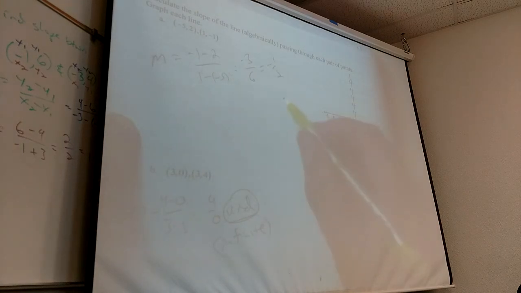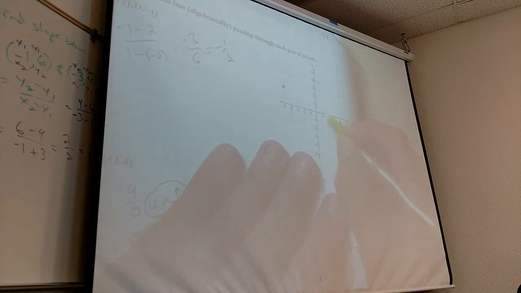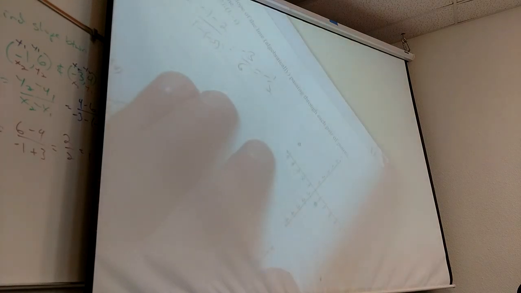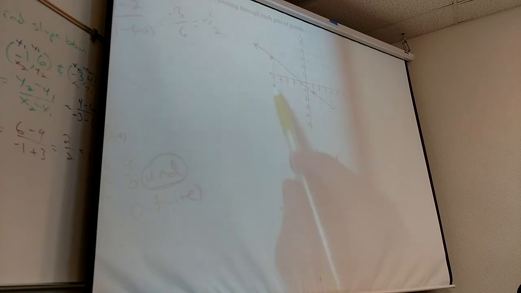So if I'm going to graph this, what do I know is going to happen with the line? In general, is it going up or down? It's going down. As I read left to right, it's going down. So if I plot -5, 2, and 1, -1. Everybody pray. Hey, not bad. So that is down 3 over 6. But if I go down 1 over 2, bam, I'm on the line.